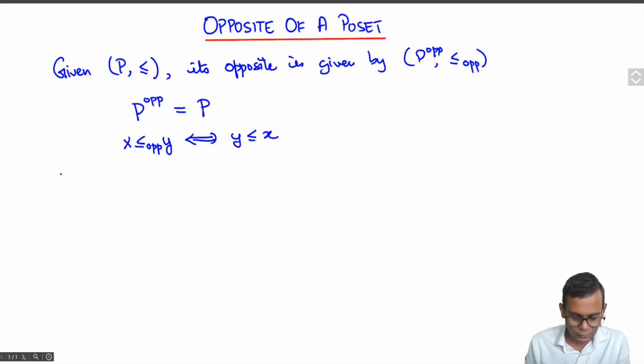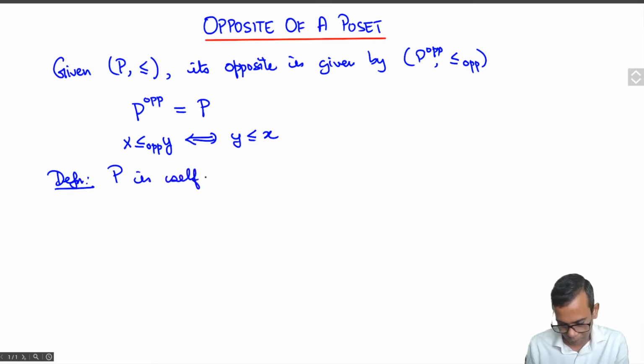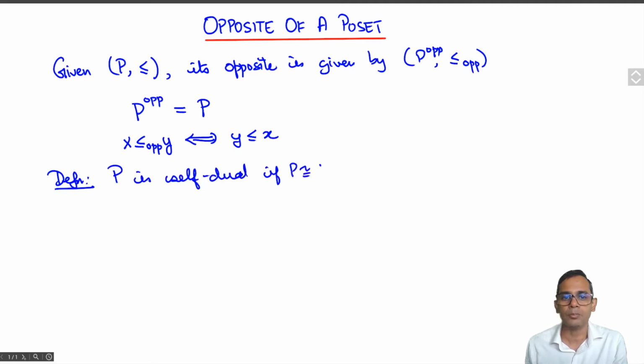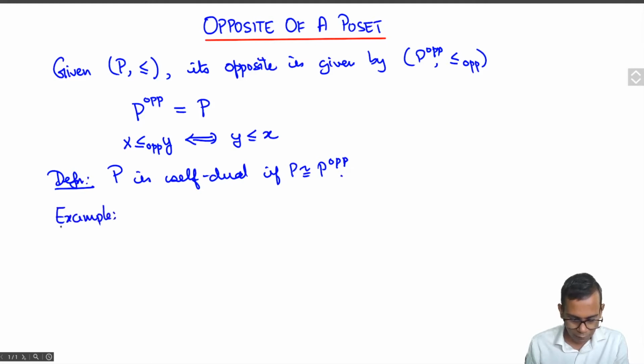Okay, some posets are the same as their opposites. A poset is called self-dual if P is isomorphic to its opposite. So for example, you have the poset of the power set of a set, 2 to the power X, where X is any set, not necessarily finite. This is isomorphic to its opposite.